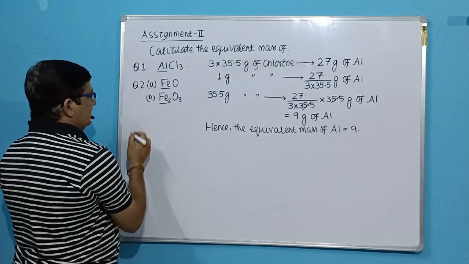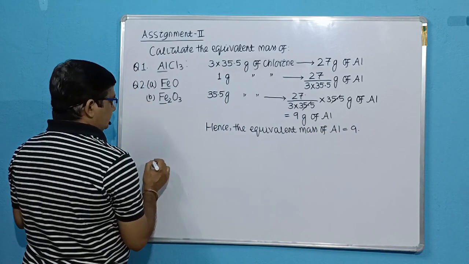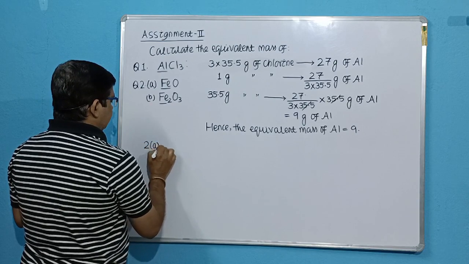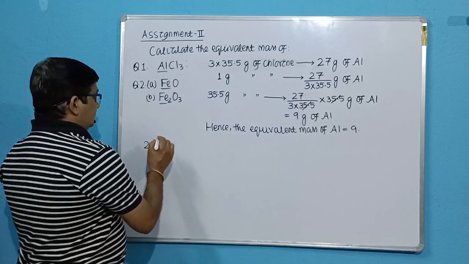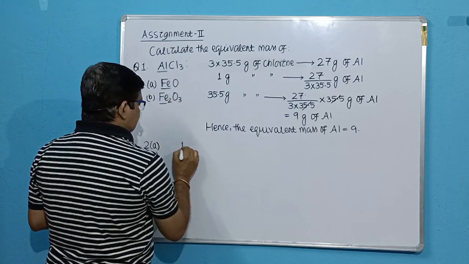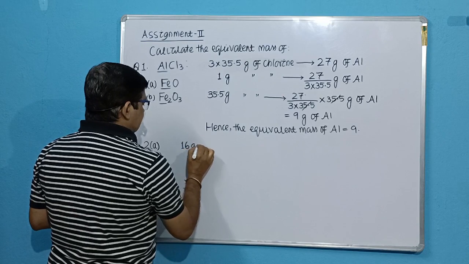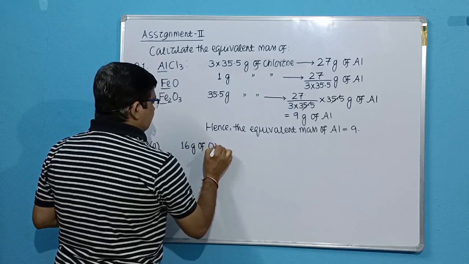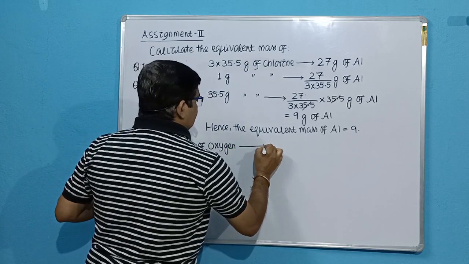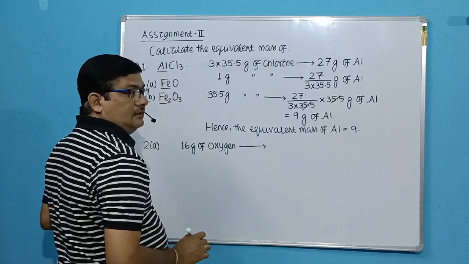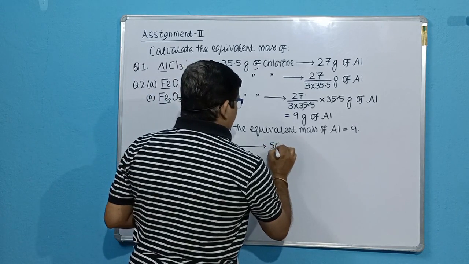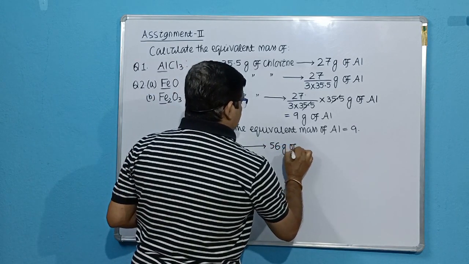Then come to question number 2a, ferrous oxide. Oxygen, 1 atom is there, that means 16 grams. So 16 gram of oxygen combines with 1 atom of iron, means 56 gram. 56 gram of iron.